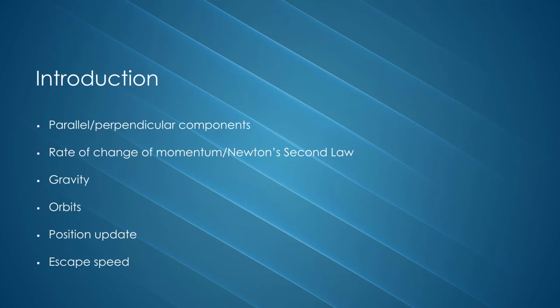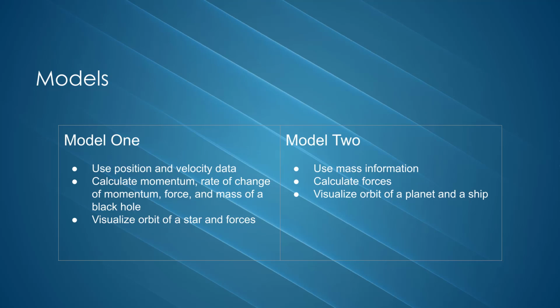We will be analyzing the orbits and the escape speed. Our first model focuses on analyzing the trajectory data of a star orbiting a black hole to calculate the mass of the black hole and visualize the force components. Our second model focuses on visualizing the orbits of a planet and a spaceship around the black hole.